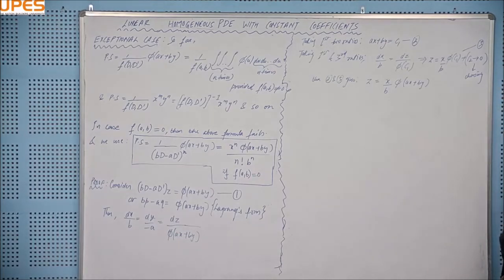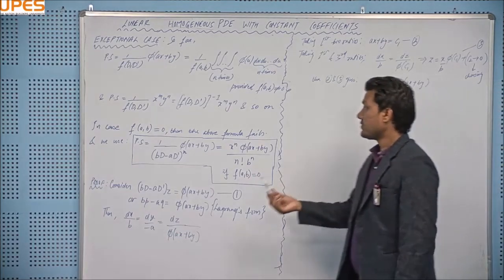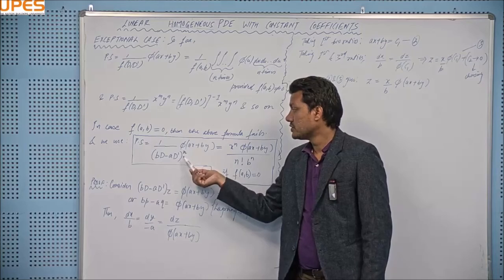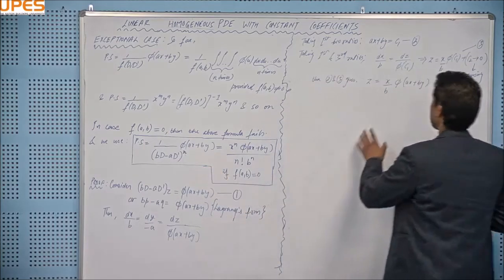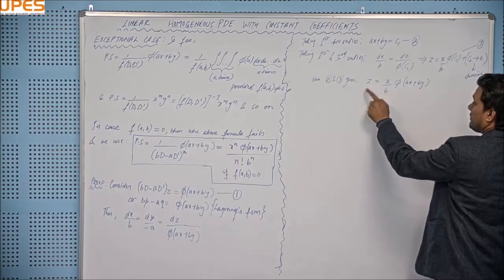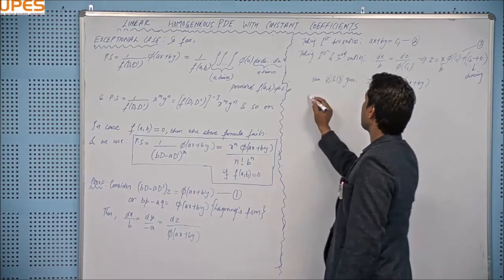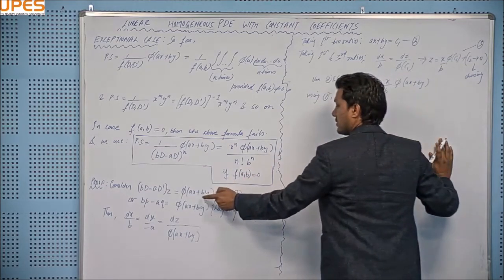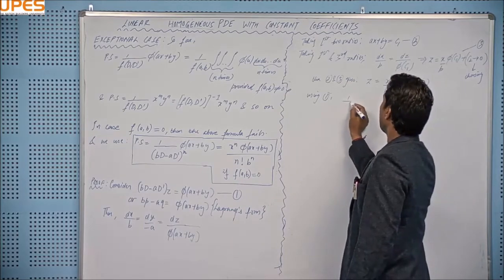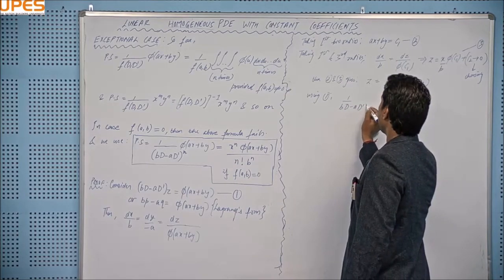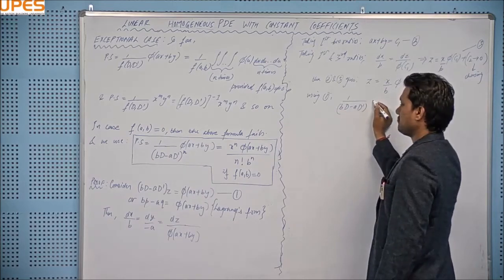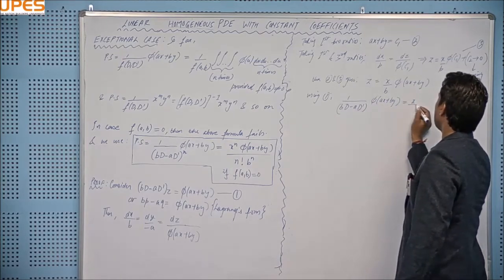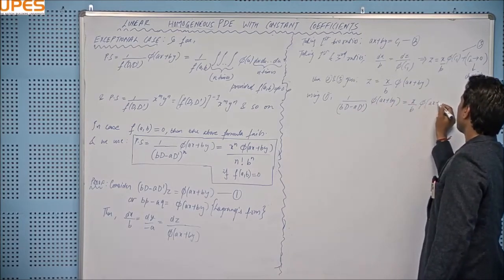Now what should I do? See this formula, it has power n and I have solved power 1, so I have to perform it n times. So this is just once. The value of z, using equation number 1, will be from 1, it will be 1 upon bd minus a d dash and phi of ax plus by equal to this, x by b phi ax plus by.